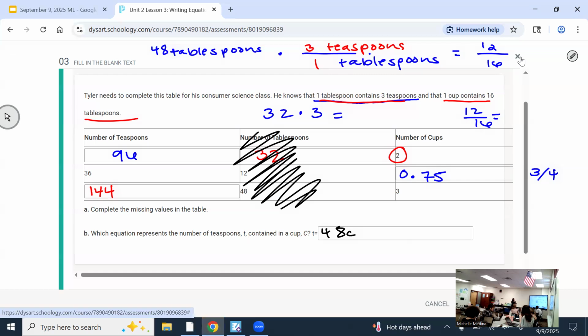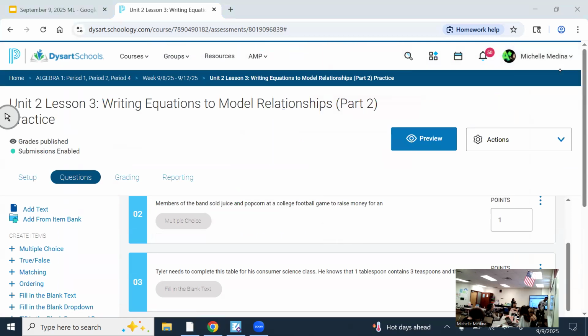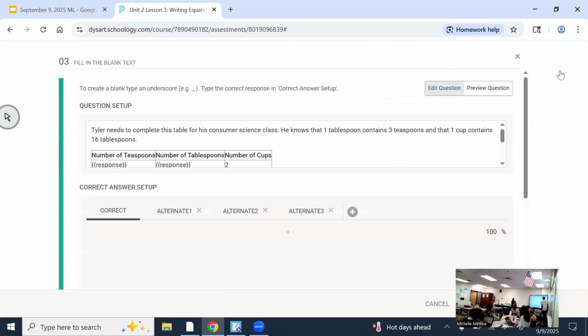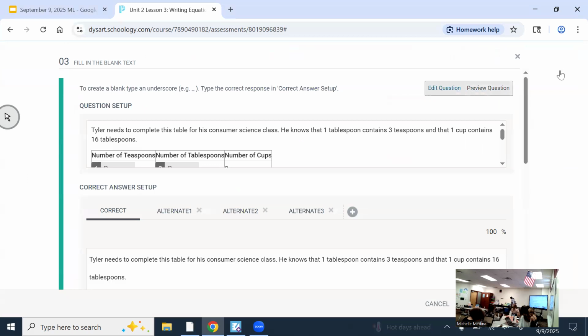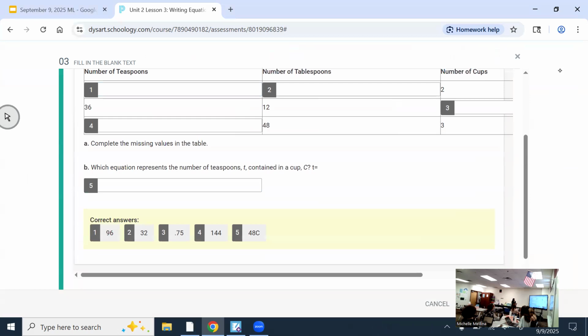Okay. Let me double check the key, make sure. Okay, yeah, all things we said, yep. 48C, don't put anything extra. Don't put extra parentheses. Don't put an X for the times, or it's going to mark it wrong. Just put 48C smushed together.